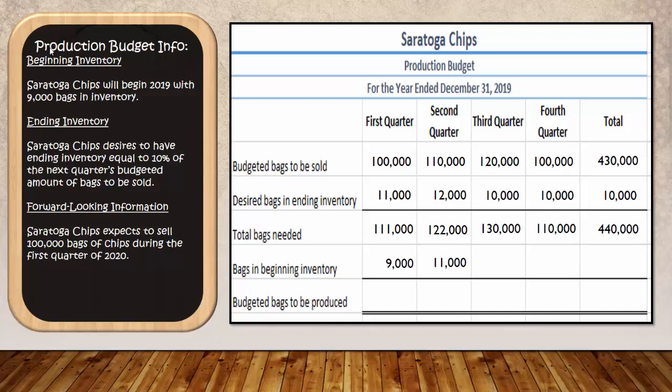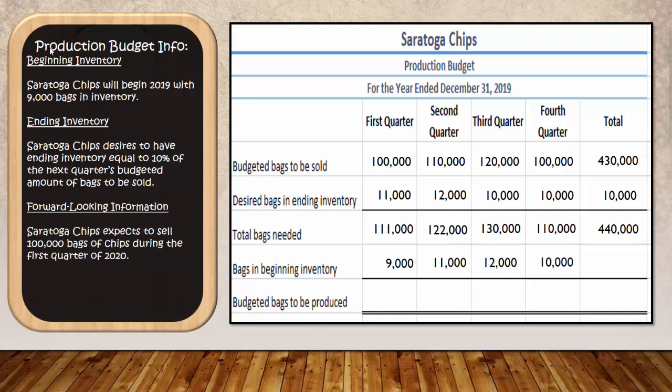We ended the second quarter with 12,000 bags in inventory. That means we must begin the third quarter with that same 12,000 bags. And in the fourth quarter, the 10,000 bags in ending inventory for the third quarter become our beginning inventory for the fourth quarter, so 10,000 bags. Again, the total column is for the year.